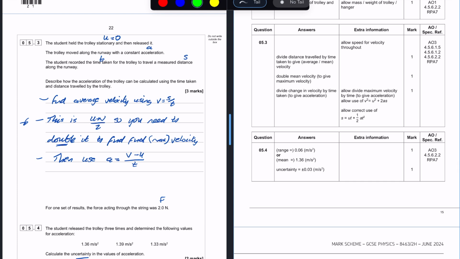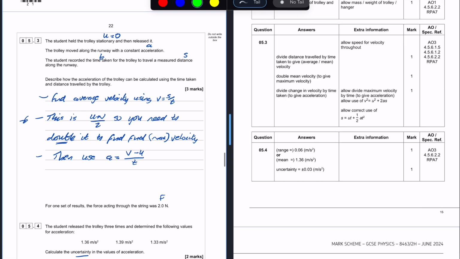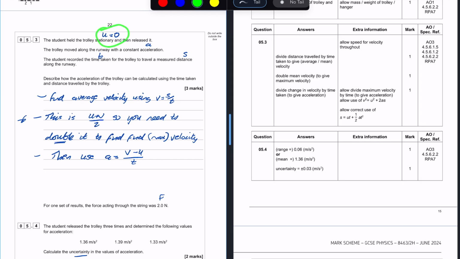5.3, a student held the trolley stationary. So that immediately tells me that the speed at the start, the u speed, the u velocity is 0, and then released it. The trolley moved along the runway with a constant acceleration. The student recorded the time t taken for the trolley to travel a measured distance s along the runway. So I put all these in. This is my normal way of doing things. I would follow the same pattern if I were you.